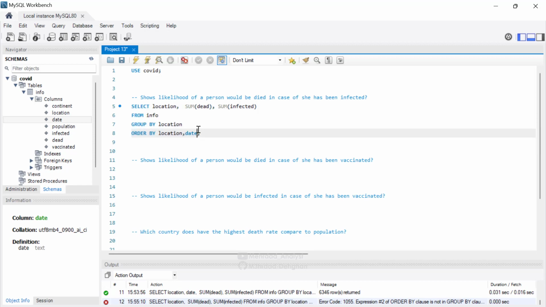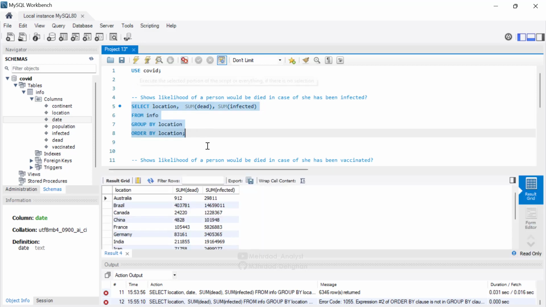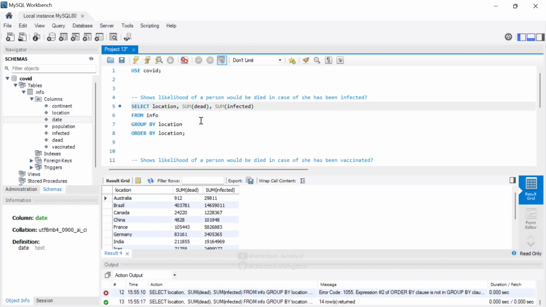Oops, there is an error. Oh yeah, group by, we don't have any date. The sum of the dead in Australia is this, and the sum of the infected in Australia is this. This data makes sense compared to the previous one, because in the previous one we grouped the data based on the date, so it didn't make sense.